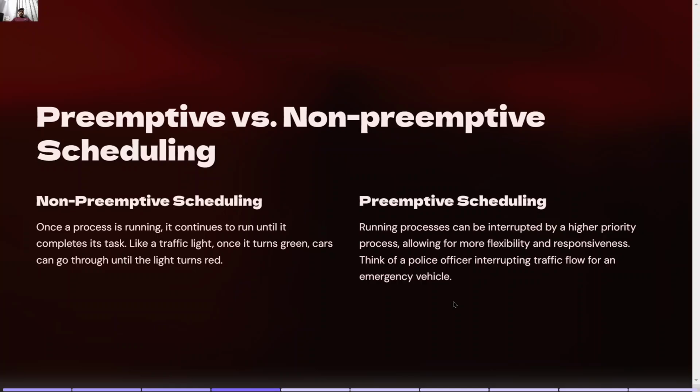Then non-preemptive scheduling. In non-preemptive scheduling, a running process cannot be interrupted until it finishes or voluntarily releases the CPU. It is simpler and avoids context switching overhead but may lead to longer waiting time for other processes. Its examples are FCFS and priority scheduling.